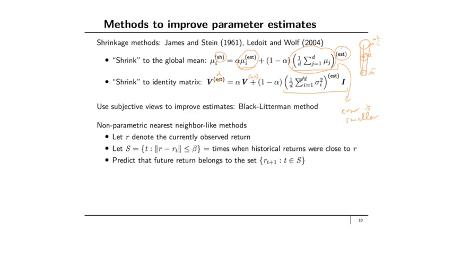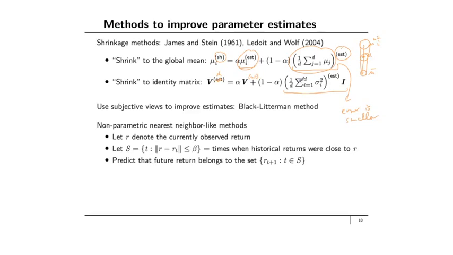Another way to improve parameter estimates is to use subjective views, and the most popular way of doing that is the so-called Black-Litterman method. Recently, people have been starting to use non-parametric nearest neighbor-like methods to estimate performance, and this is because people have started going away from parametric models like mean variance and going towards more data-driven models.